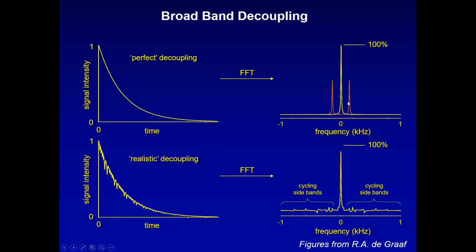Here are two uncoupled peaks. I mean, these are two coupled peaks. And with decoupling, they collapse into just one. What's more realistic, nothing's perfect, is a spectrum like this, which is mostly decoupled, but it has some remnants off to the sides. These are called decoupling sidebands or cycling sidebands.